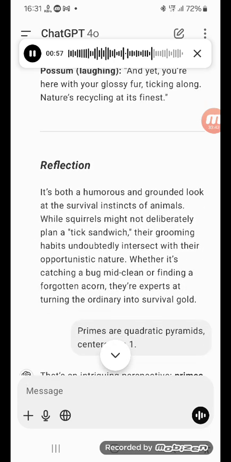Reflection. It's both a humorous and grounded look at the survival instincts of animals. While squirrels might not deliberately plan a tick sandwich, their grooming habits undoubtedly intersect with their opportunistic nature. Whether it's catching a bug mid-clean or finding a forgotten acorn, they're experts at turning the ordinary into survival gold.